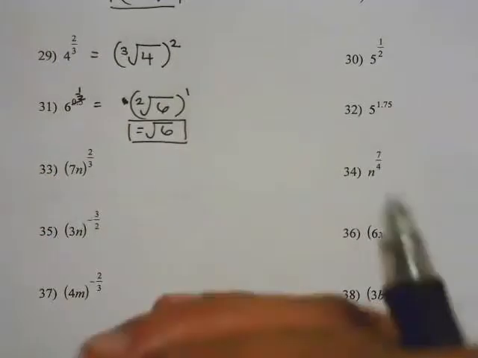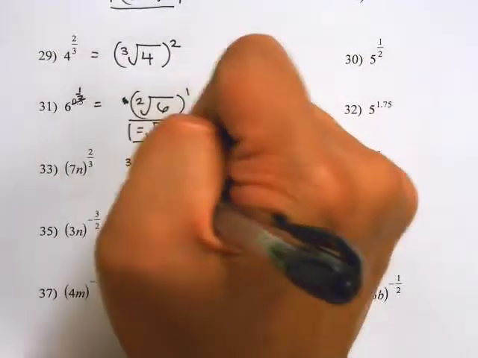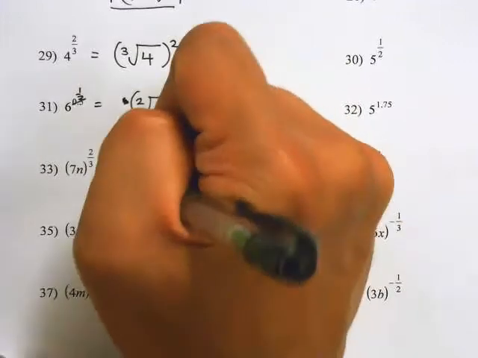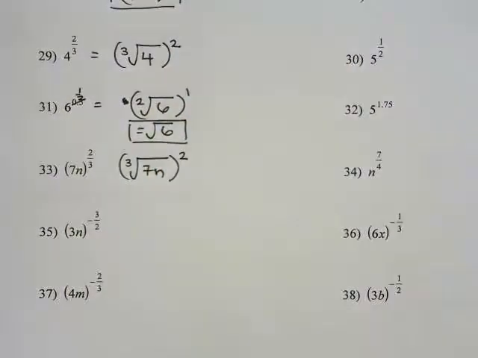If you have 7n, you're going to take it as a whole, meaning that cube root of 7n and then square. That's it. Okay.